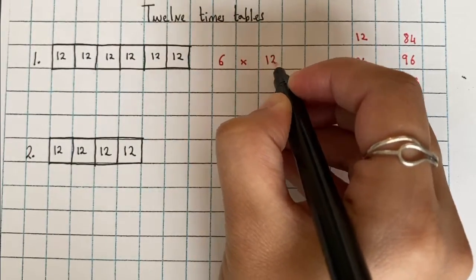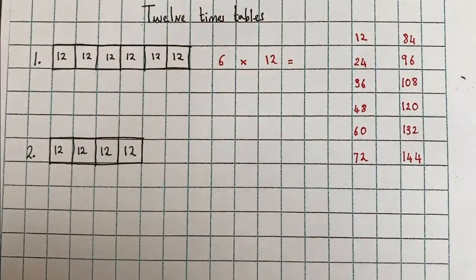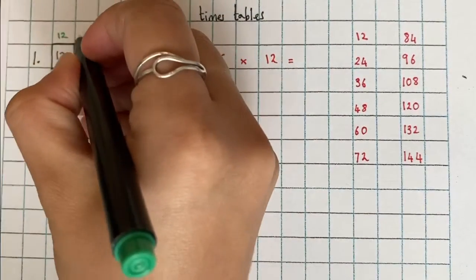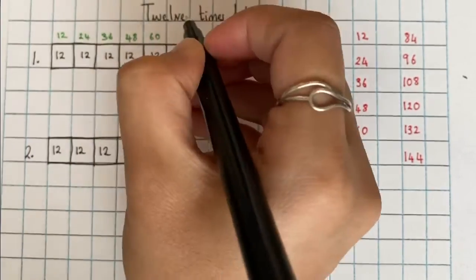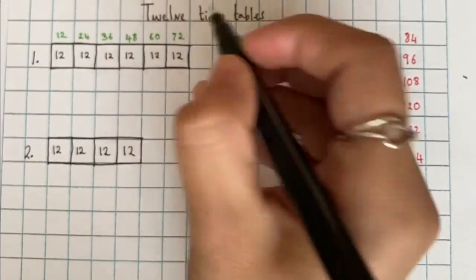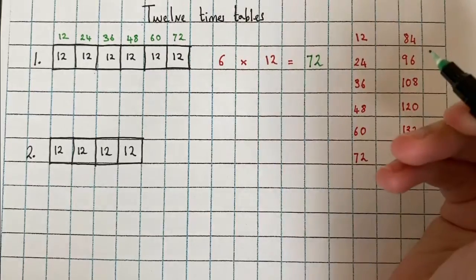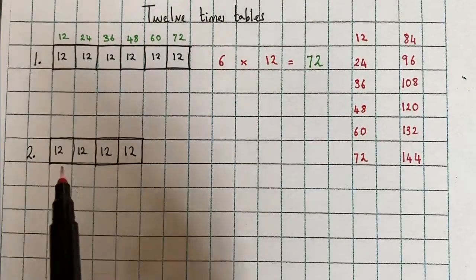Now I'm going to use the multiples for 12 to work out the answer. So 1 12 is 12, 2 12s are 24, 3 12s are 36, 4 12s are 48, 5 12s are 60, and 6 12s are 72. So 6 times 12 is 72.